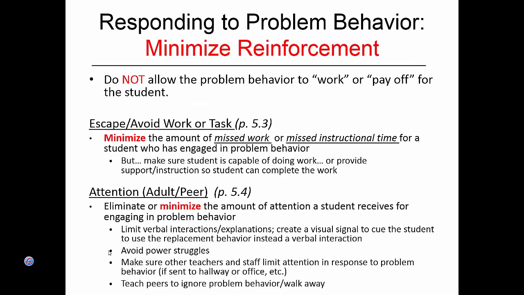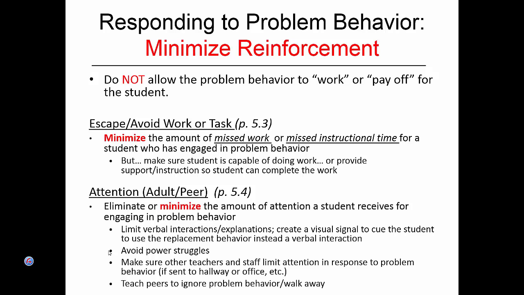So the next thing is minimizing reinforcement. If you remember at the beginning of this module, we talked about how our interventions can do one of three things. They can make things better, have no effect whatsoever, or they can make things worse. First and foremost, we want to make sure we are not continuing to reinforce the problem behavior, because if we continue to reinforce the problem behavior, the student is not going to give up the problem behavior for the replacement behavior or desired behaviors. We want to make sure that we don't allow the problem behavior to continue to work or to pay off for the student.